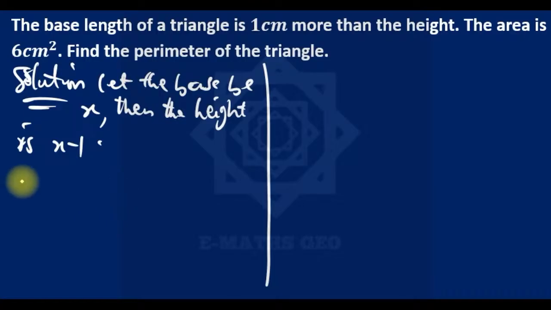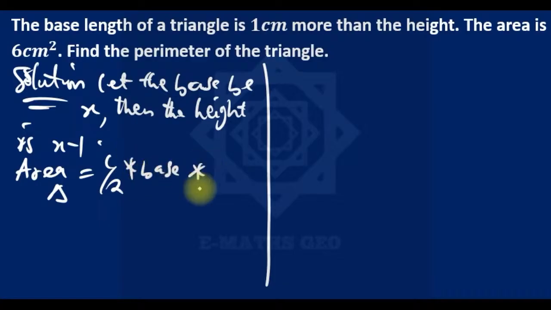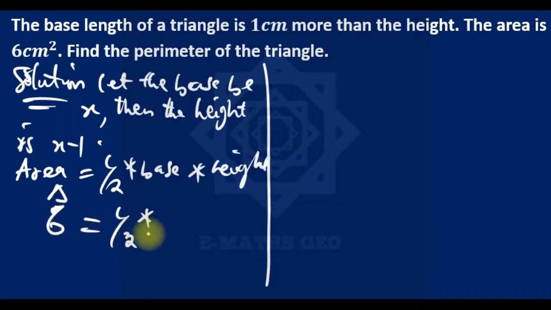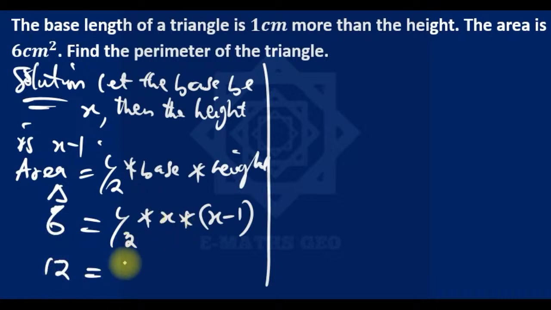So therefore, remember, the area of a triangle is half base times height. Half base times height. So we substitute. They gave us the area is 6. Half, the base is x, the height is x minus 1. So I have 12, cross multiplying, 12 equals x times x minus 1.